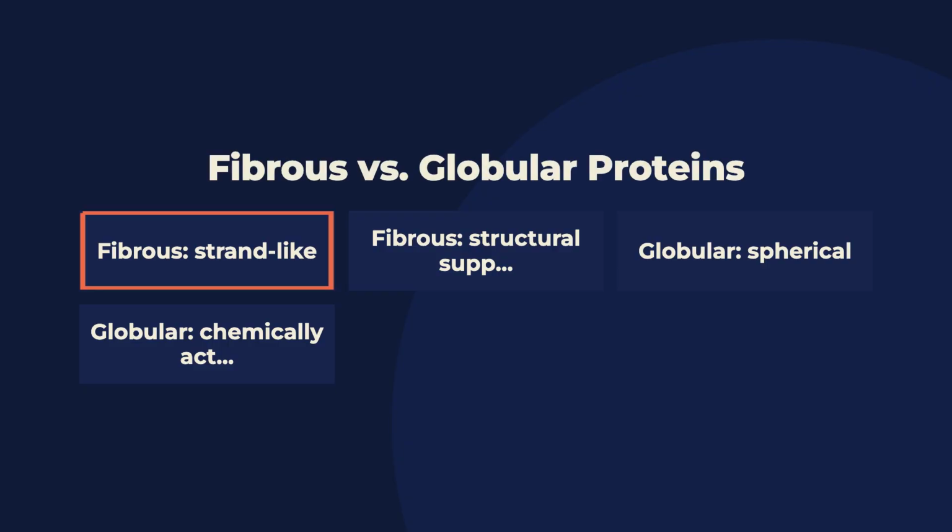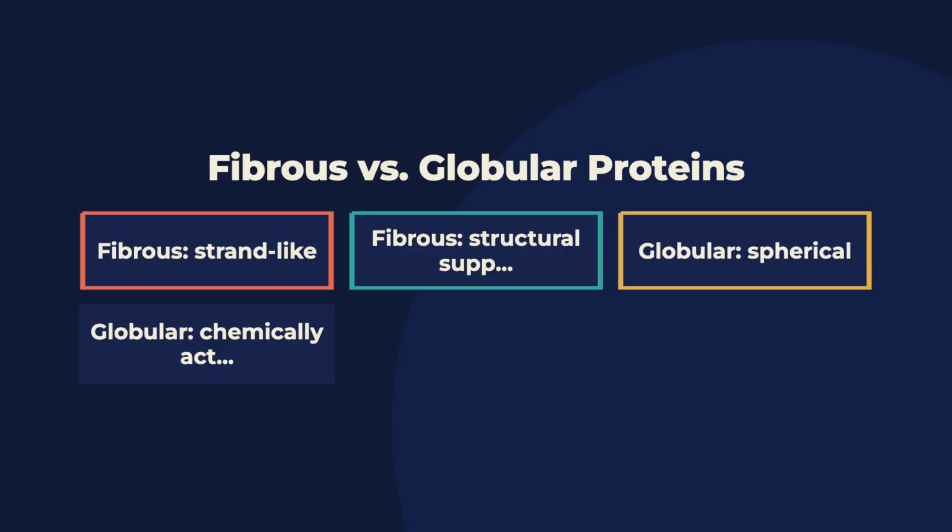Proteins also fall into 2 broad categories. Fibrous proteins like collagen, keratin, and elastin are strand-like structural cables built for strength. Globular proteins like enzymes, antibodies, and hemoglobin are compact, soluble, and chemically active, the body's working machinery.